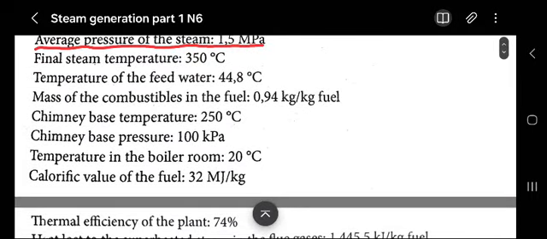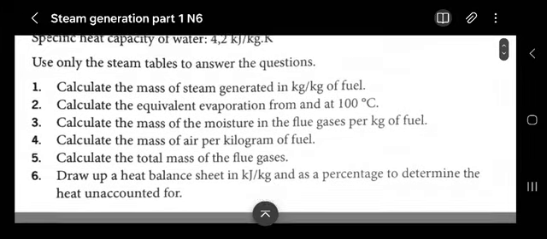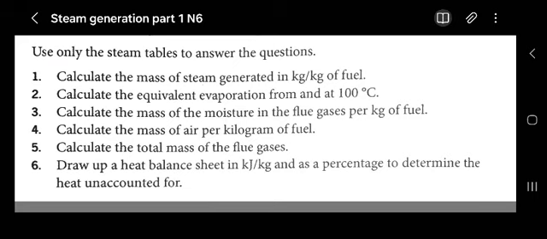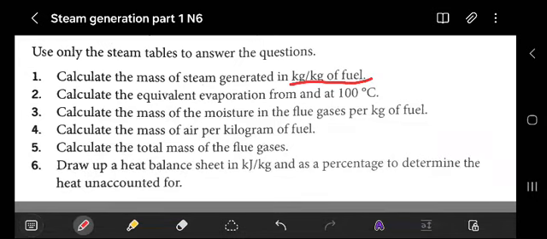We have this, and you see all this is what we are given. I want us to do this. Here is the question. It says use only the steam table to answer the following. Calculate the mass of steam generated, in kg per kg of fuel. All right, I want us to check something here. We've discussed this data. We have this here. We've discussed these things here.